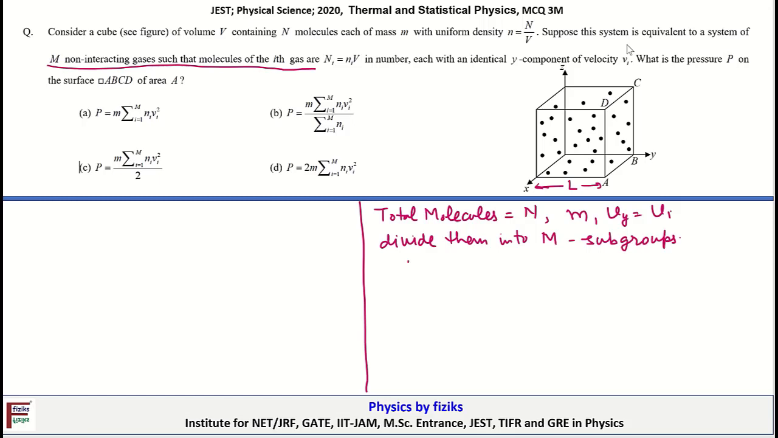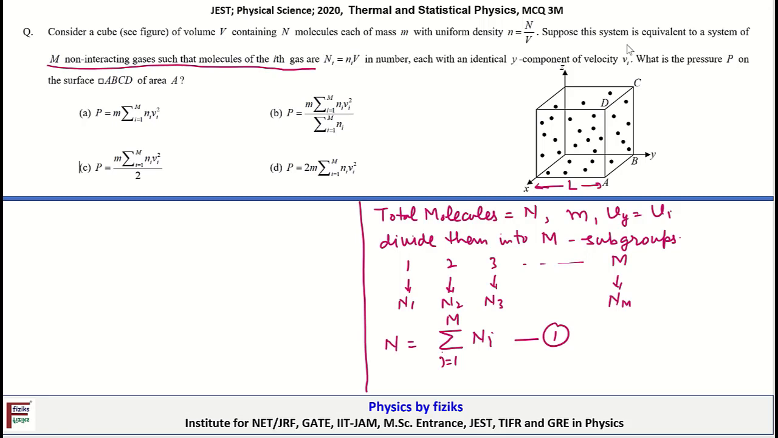So that means the first subgroup, let's say, contains n1 gas molecules, the second contains n2, the third has n3, and so on. The mth subgroup contains capital N m gas molecules, such that the total number of gas molecules is equal to the sum of all these Ni, where i takes values from 1 to m. Let's call this equation 1.